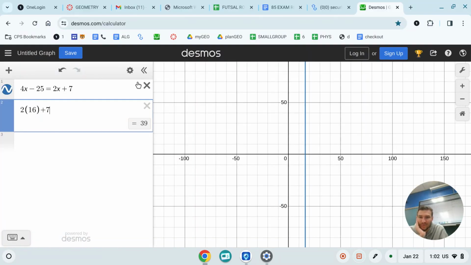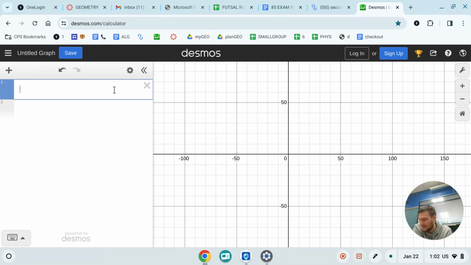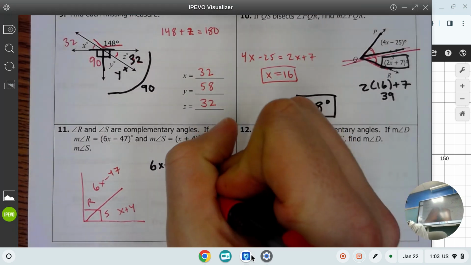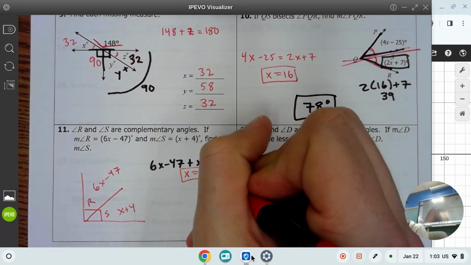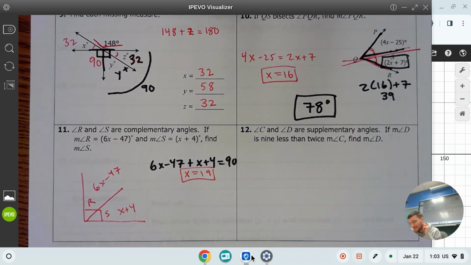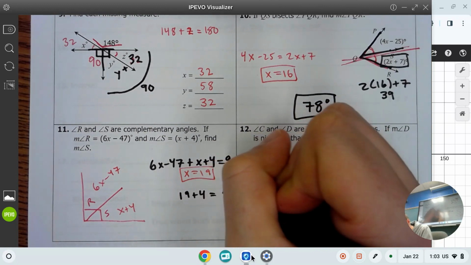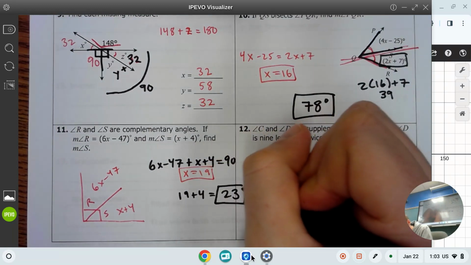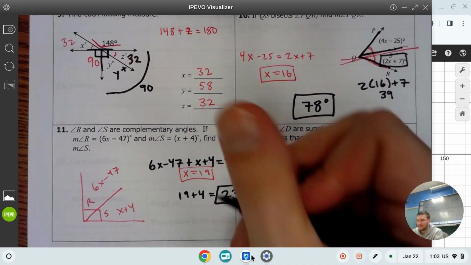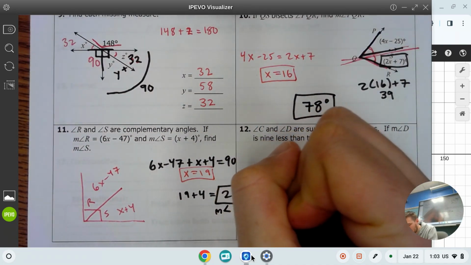We can use Desmos. 6x minus 47 plus x plus 4 equals 90. Add them up to make 90. 19. X equals 19. And that's not what they want. They want the measure of angle S. So we do 19 plus 4, which is 23. 23 degrees for the measure of angle S.